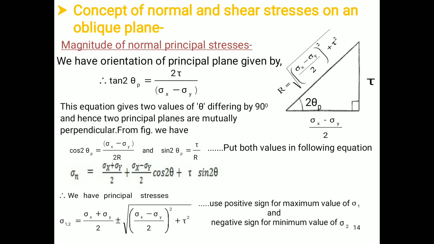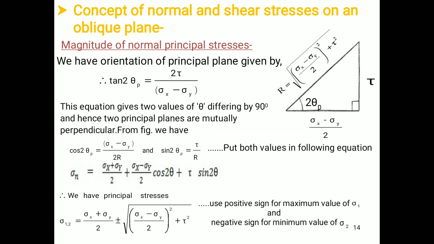Mutually perpendicular planes means the difference between the angles theta will be 90 degrees. So this equation, tan of 2 theta p equals 2 tau upon sigma x minus sigma y, shows that the values of theta differ by 90 degrees, and hence the two principal planes are mutually perpendicular to each other. Actually, this particular concept we have discussed in the first video also.